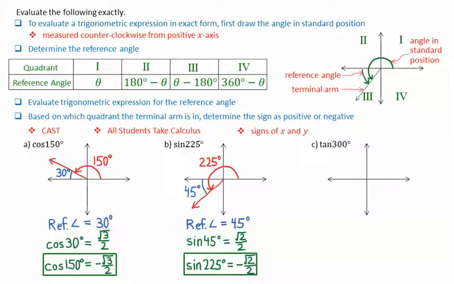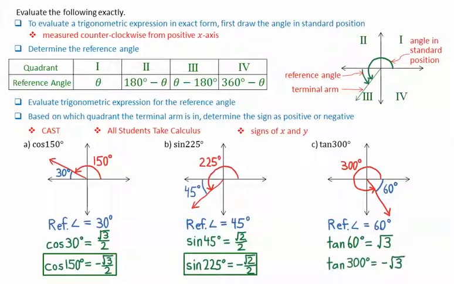Finally, for tangent of 300 degrees, this one corresponds to the terminal arm in quadrant 4. Reference angle here, 360 degrees minus 300 degrees gives 60 degrees. Tangent of 60 degrees is equal to root 3. However, tangent is negative in quadrant 4, so tangent of 300 degrees is negative root 3.